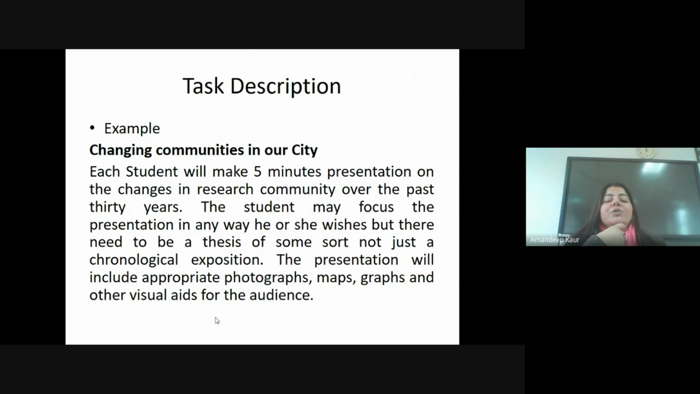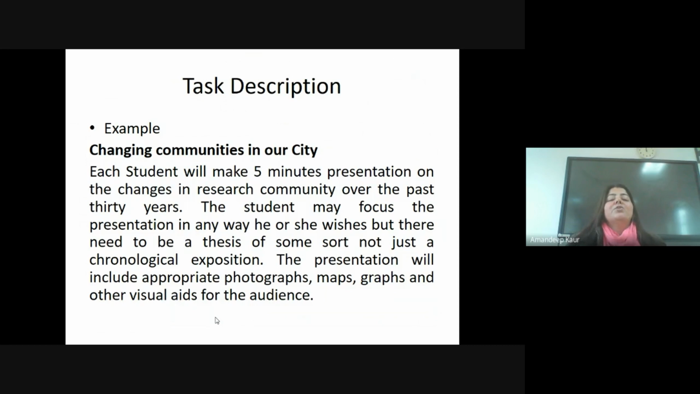to the student population also. For example: each student will make a 5 minute presentation on the changes in the research community over the past 30 years. The time given for the presentation is 5 minutes, and the student needs to collect information from the last 30 years and then give it in a synthesized manner. The student may focus the presentation in any way he or she wishes, but there needs to be a thesis of some sort, not just a chronological exposition.